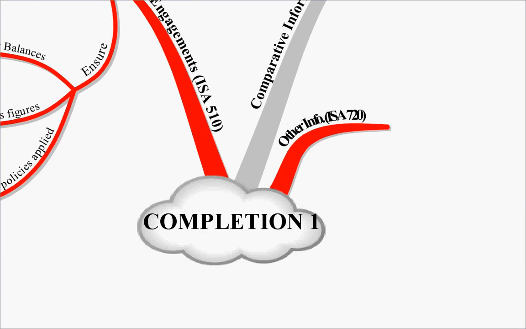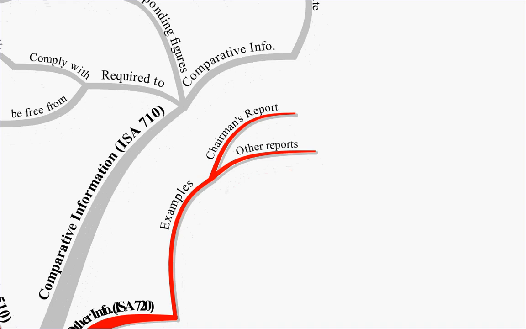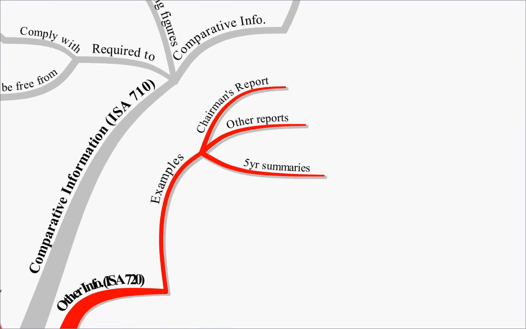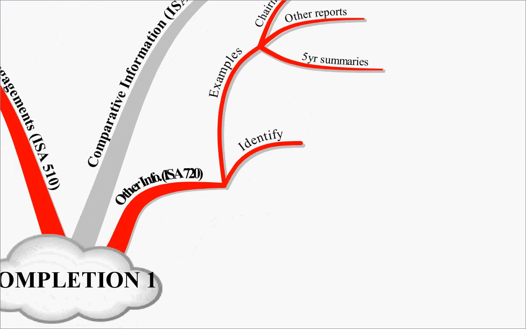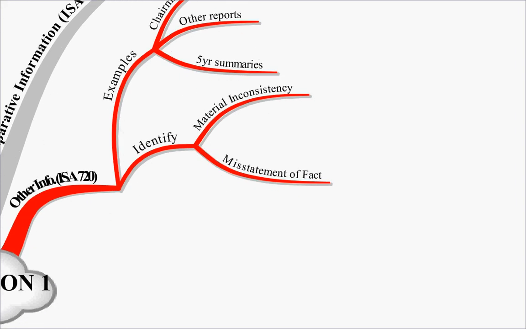On then to other information under ISA 720. By other information, we're talking about things like the chairman's report, other reports, and 5-year summary. So other information that's included in the accounting or the accounts document, but that doesn't form part of the actual financial statements. The two things we're looking to identify here are material inconsistencies in those reports, or misstatements of fact.